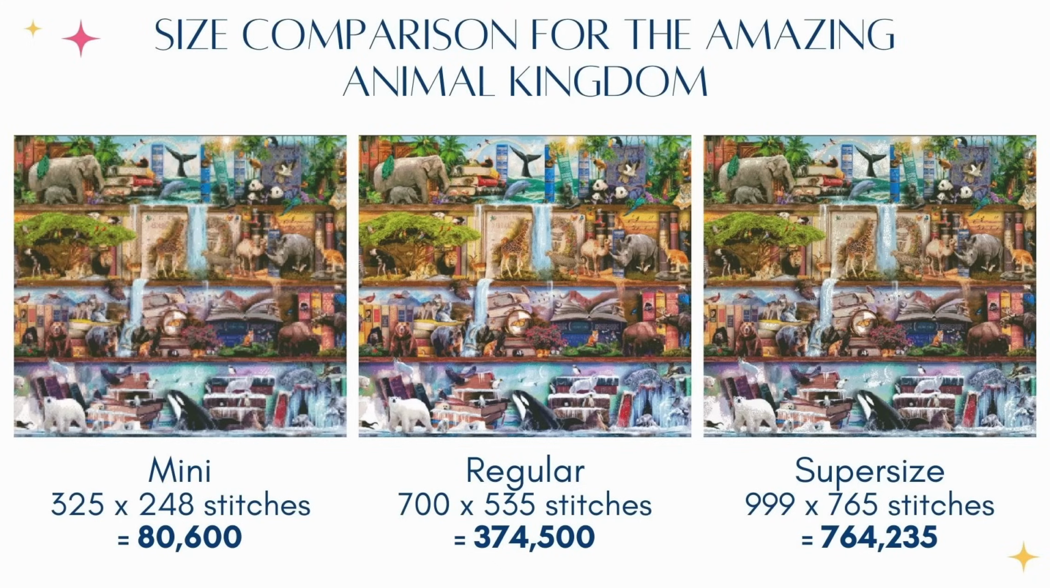At the other end of the scale is the supersize version, which is 999 times 765 stitches, a whopping total of 764,235 stitches. I'm sure this would have looked amazing, but I don't think there's as much of a big jump in detail and clarity compared with going from the mini to the regular. And I don't think I could have committed to that, and I might have got really disheartened with how long it was taking, or worst case, never actually finished it.